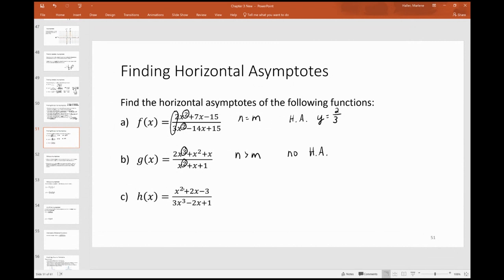All right, and then C, we look at the degree of the numerator and the denominator. And here we see that the degree of the numerator is less than the degree of the denominator. Okay, so this tells us that there will be a horizontal asymptote at y equals 0. The horizontal axis is always going to be the horizontal asymptote when the degree of the numerator is less than the degree of the denominator.